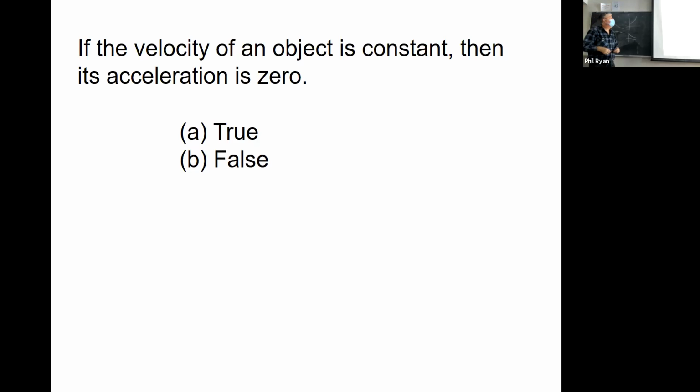Ellie, if the velocity of an object is constant, then the acceleration is 0. True. So what's this to do with derivatives? Velocity is like a first derivative and acceleration is like a second derivative. If the velocity is constant, that means it's flat, so the second derivative is 0. But also from physics you should know that if you're going at the same speed, then your acceleration is 0.